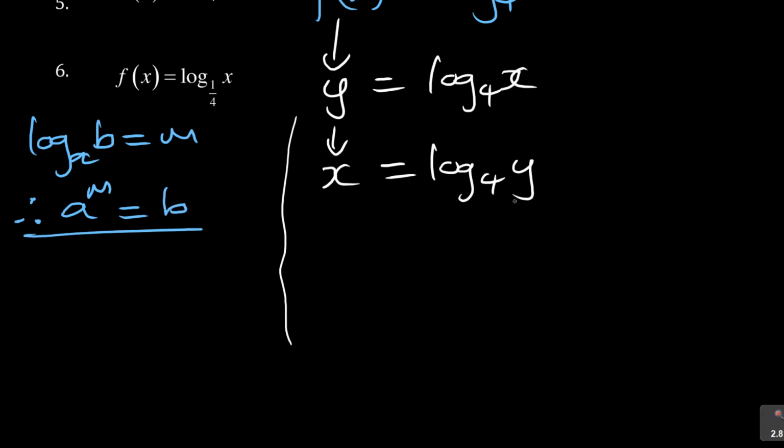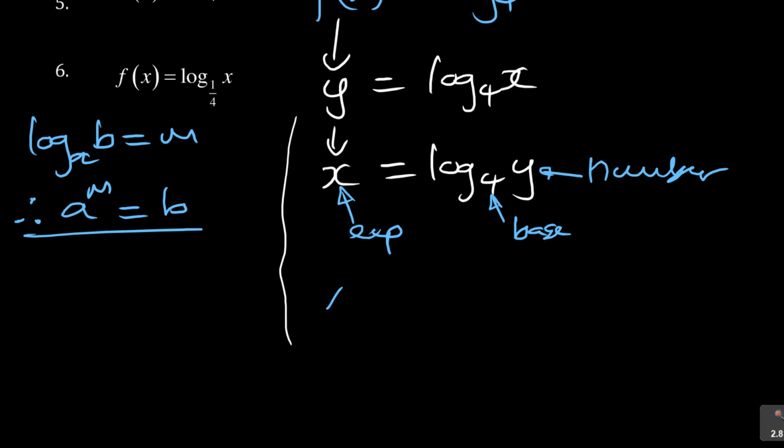Remember, we're moving back. This is the base. This is the number. And this is the exponent. Am I right? Let's look at that. If I then do that, this is the base, this is the number, this is the exponent. So how do I write it?